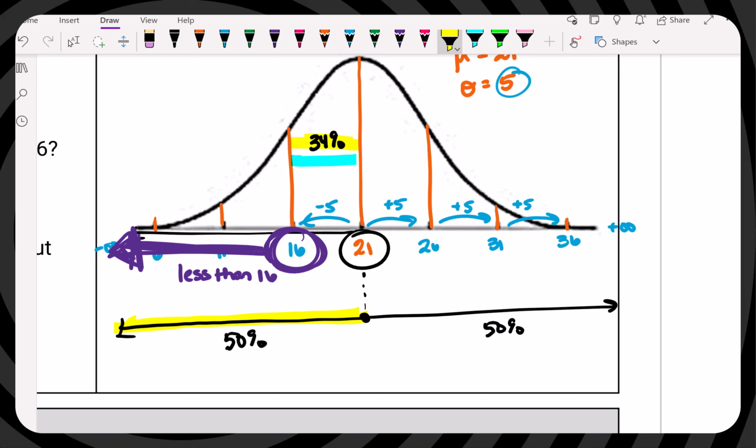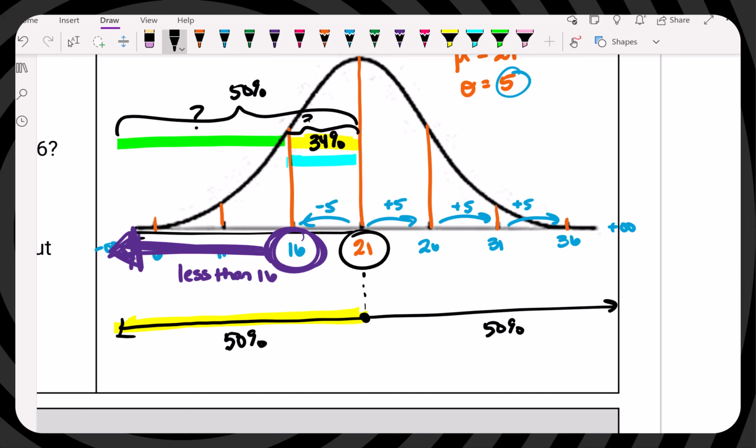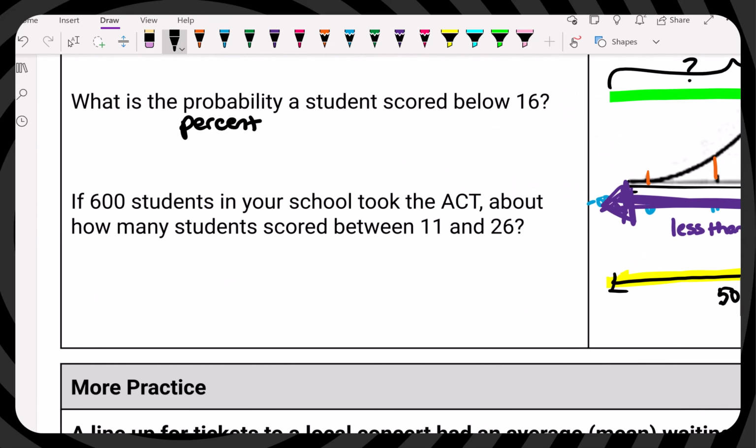So if I wanted to figure out what was left over, what I would do is I would subtract 50 and 34 to figure out this missing amount. So all the way from 21, all of this right here is 50%. This part right here is 34%. What is left? Okay? Kind of making a mess on this. That's okay. We're learning. So that is a technique that you're going to use a lot.